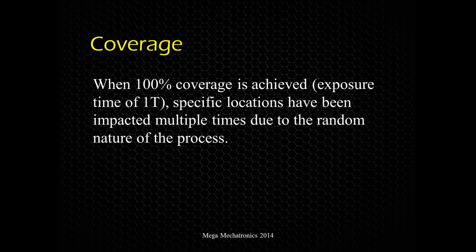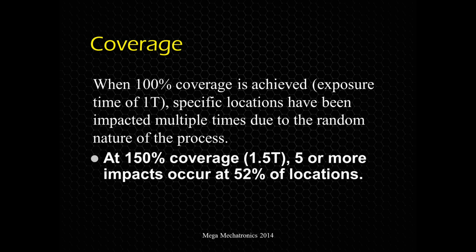Specific locations have been impacted multiple times, just because the process is completely random under that blast stream, assuming everything with your equipment is properly calibrated and set up correctly. We'll just call that completely random. So at 1.5T, 150% coverage, 5 or more impacts have occurred at 52% of the locations. So 52% of the workpiece was impacted 5 or more times.